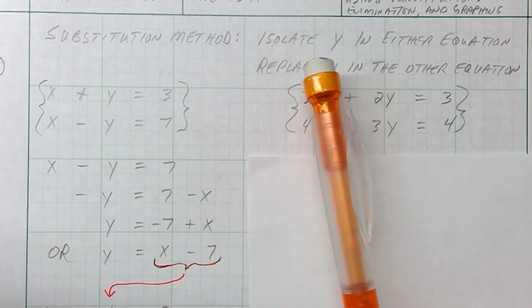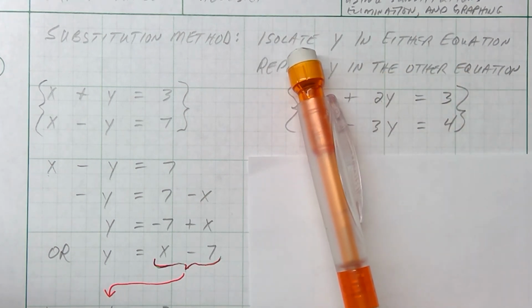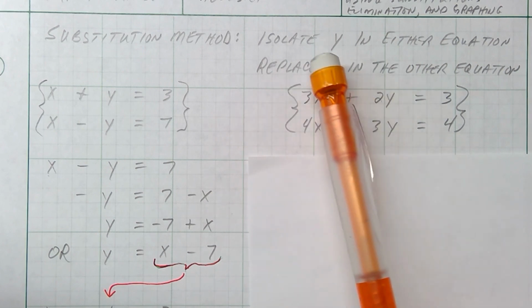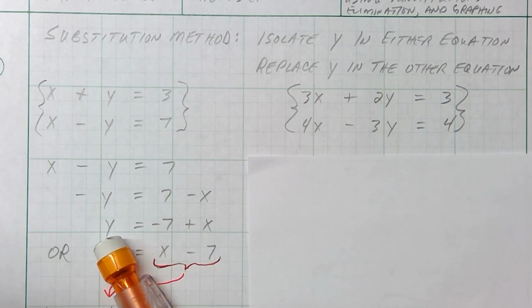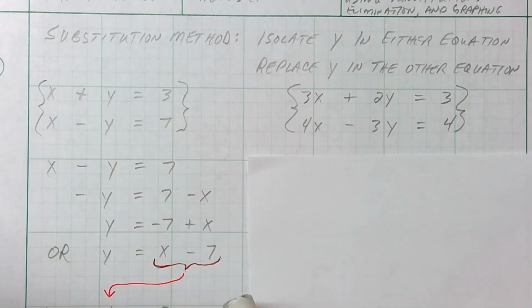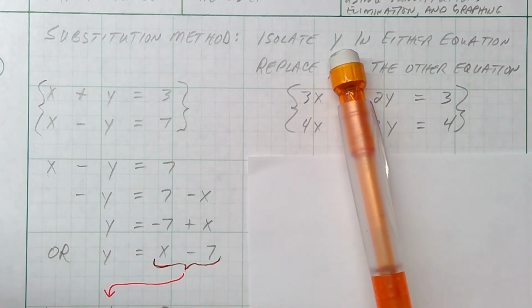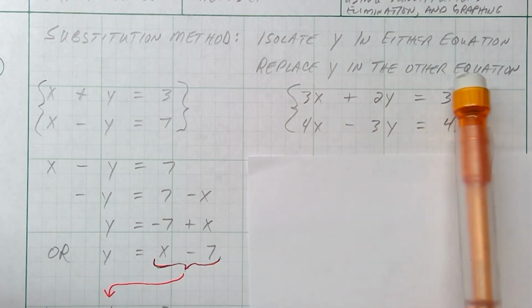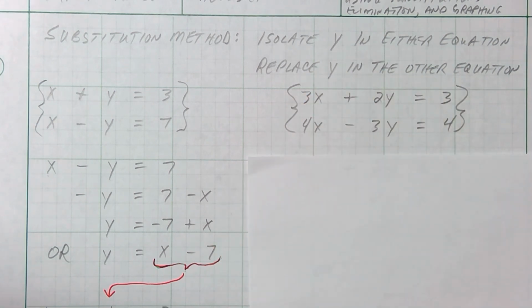But the basic premise is to isolate y in either equation. That means get it alone. Isolate means get it alone. Or solve for y, like this over here where the y is alone. So we want to get the y alone in either equation. Doesn't matter, the first equation or the second equation, whichever looks easier to you. And then once we get y alone, we take that expression over to the other equation and we replace y with our new expression.